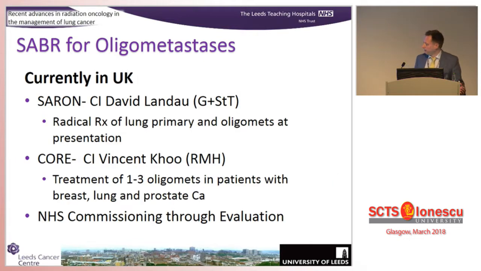So in the UK, we currently have a number of trials trying to answer this question. SARON, another study led by David Landau, and SABR-COMET, are for those patients who present with a potentially curable tumour but have up to 3 oligometastases at presentation. The standard of care is chemotherapy, but the experimental arm is chemotherapy followed by radical treatment of the primary plus stereotactic radiotherapy to the metastases. CORE is in patients who have had radical treatment.